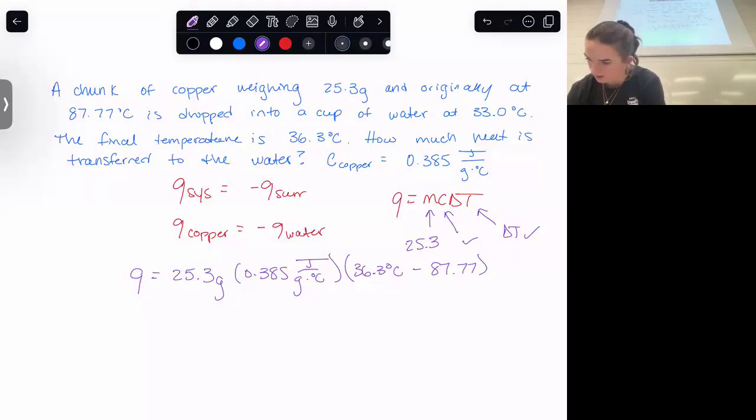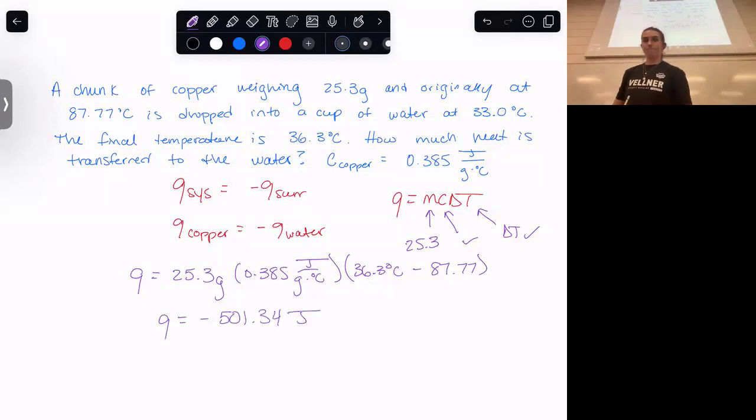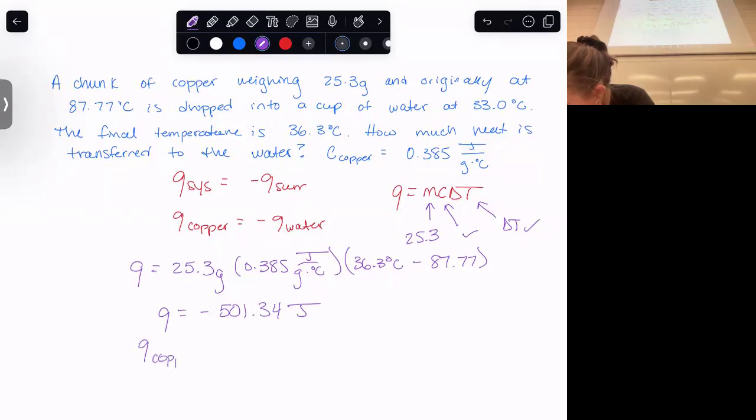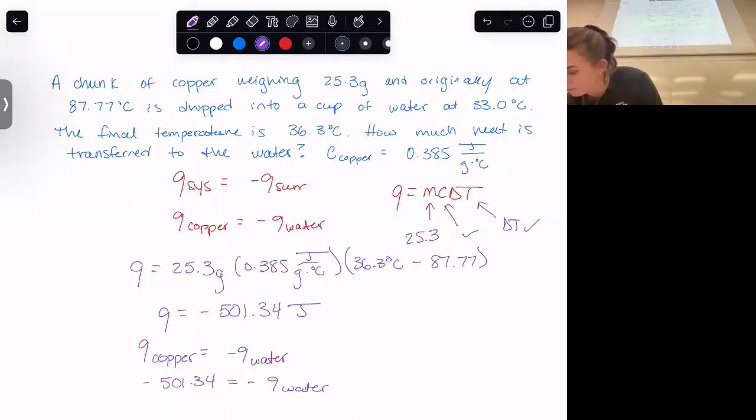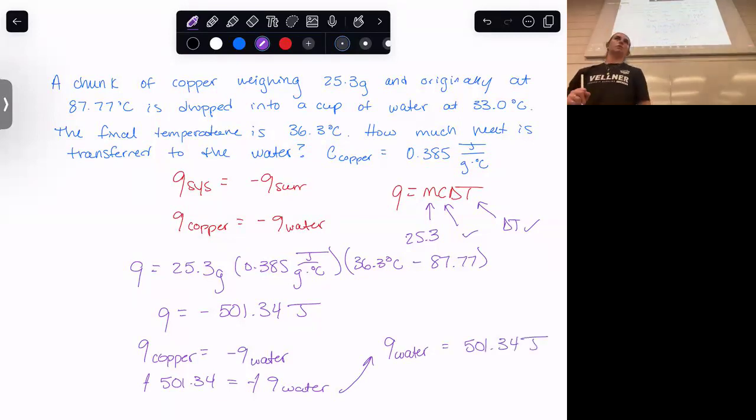So if we plug that into our calculator, I get Q is equal to negative 501.34 joules. And we said that the Q of copper is equal to the negative Q of water. So if the Q of copper is equal to 501.34, and that's the negative Q of water, what do our negative signs do? They're going to cancel. So the Q of water is equal to 501.34 joules. How many sig figs would we need for this question?